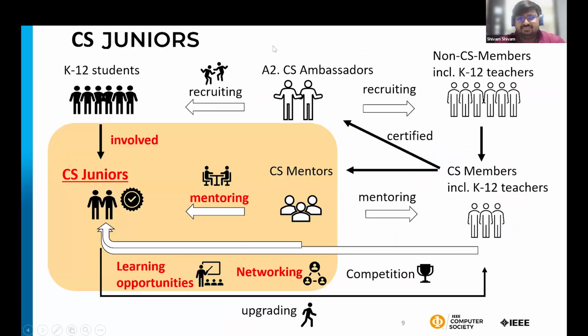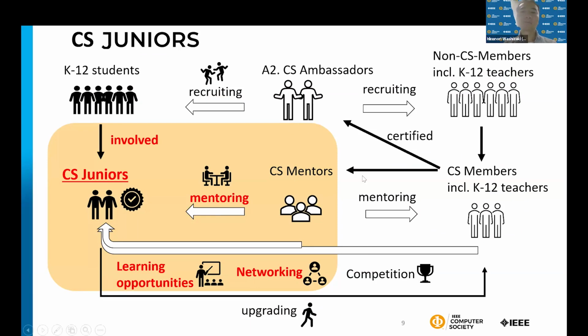Here's the vision of the CS Juniors program. Of course, earlier is better to attract the younger generation into our community. Therefore, the CS Juniors program wishes to involve K-12 students in our community and recognize them. We can provide various activities and values such as learning opportunities, networking opportunities, and even mentoring opportunities.